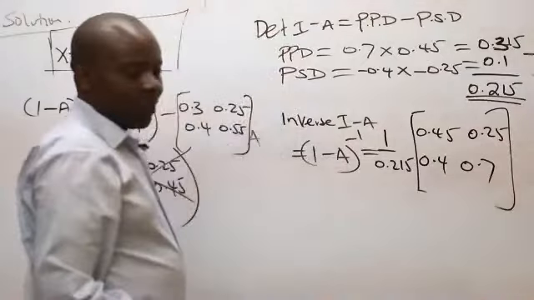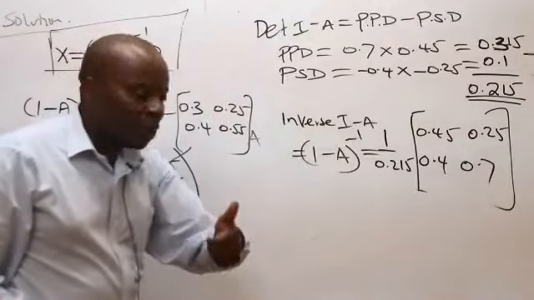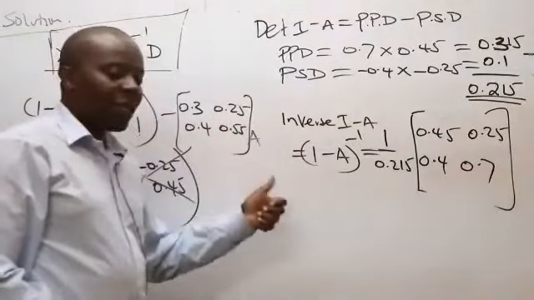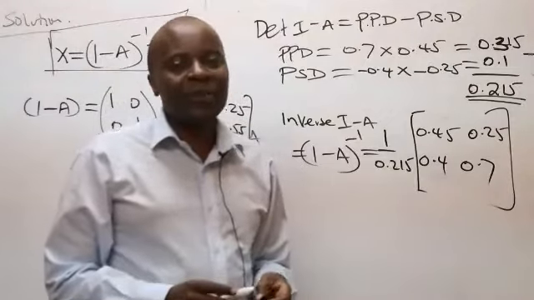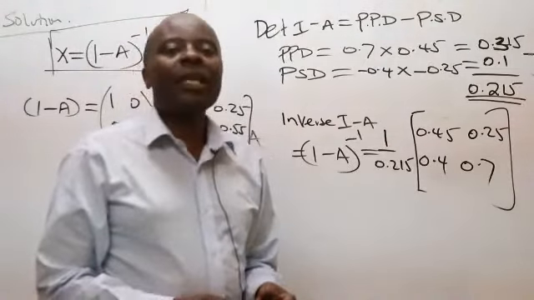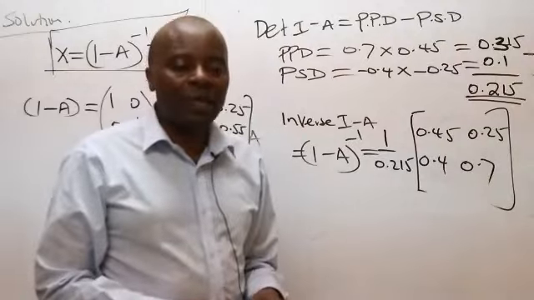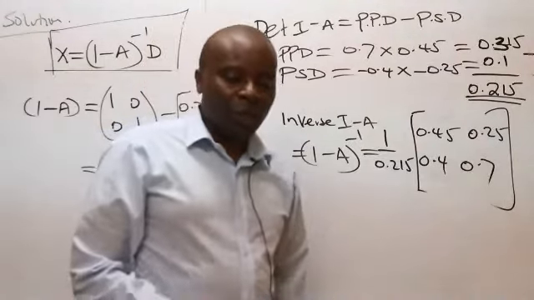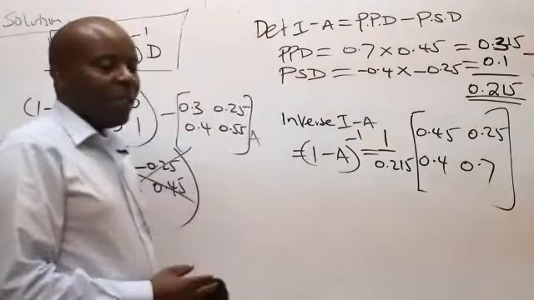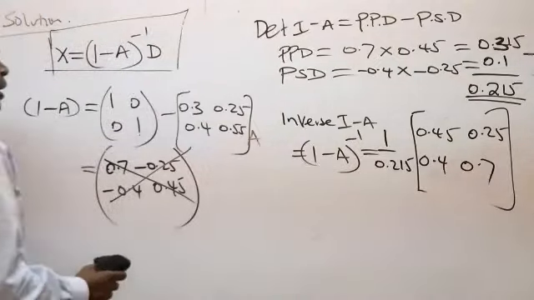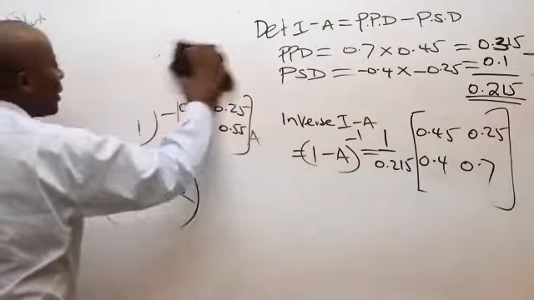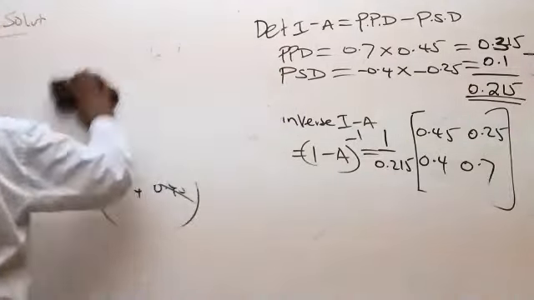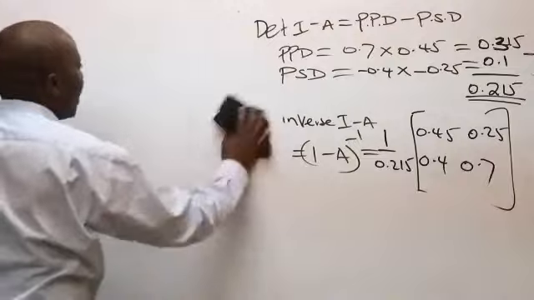So now we've been able to get the Leontief inverse matrix. Leontief basically is not a Greek word. It is the name of the person who discovered the model. Ladies and gentlemen, having really gotten that, everything for us becomes straightforward.